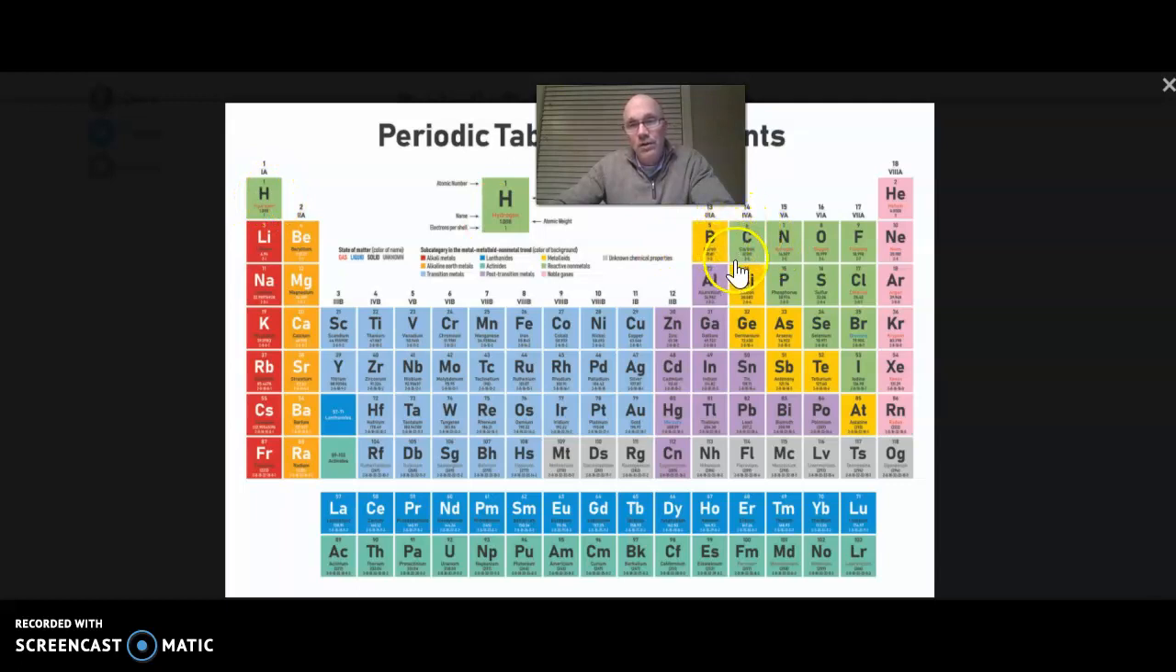So again, the non-metals are going to be basically everything over here, not including the ones that are in yellow there. But hydrogen is going to be part of that.